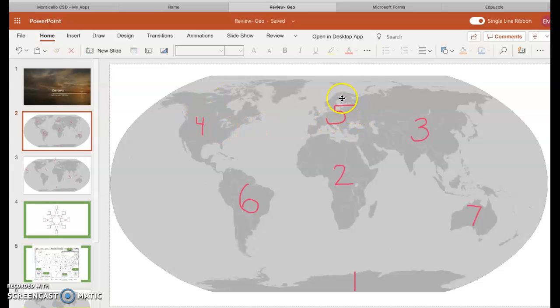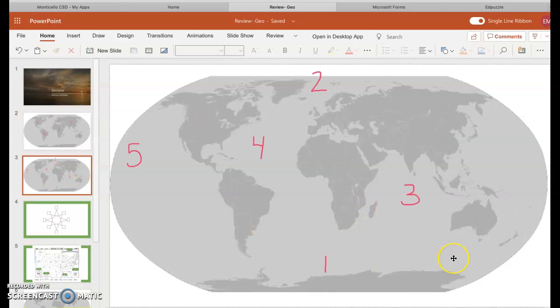Number 5, this is a smaller continent attached to Asia, but this is Europe. Number 6 is South America. Remember, this is attached to North America. So North America is at the top, South America is at the bottom. And number 7, this cute little continent over here, is Antarctica. Those are our 7 continents.